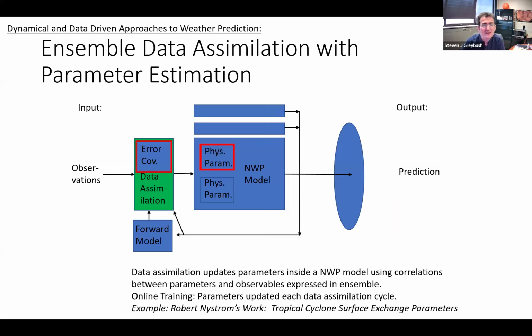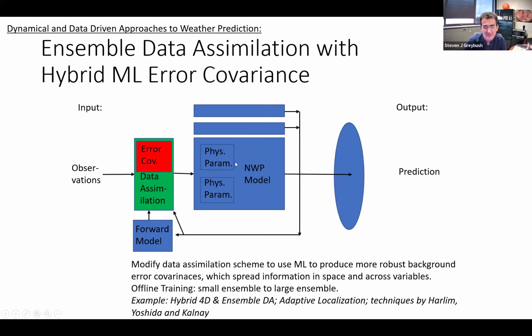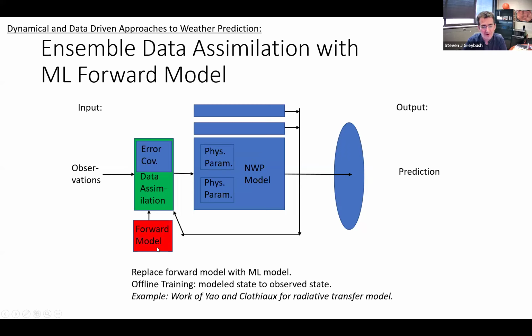Another place to consider using machine learning is for the error covariance modeling. That's how we spread that information across space and across variables in the data assimilation system, or by using data assimilation to update physical parameters inside a model. Okay. We can continue to use that paradigm for different types of hybridization of data assimilation and machine learning. We can think about replacing the forward model that, for example, looks at taking a model field, let's say temperature and moisture, and produces what the satellite might observe to speed that part up.